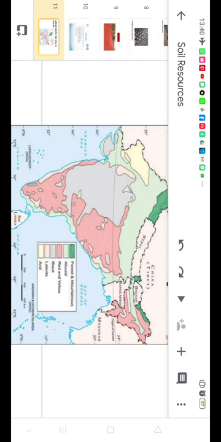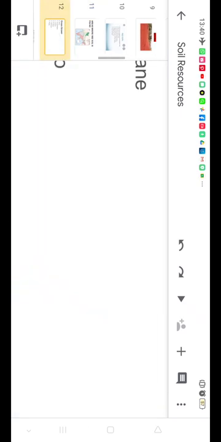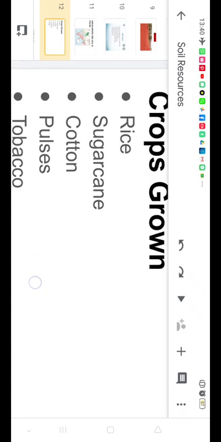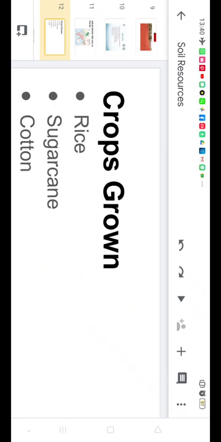Now this is not a very fertile soil, but it gives good results when fertilizers are added to it. And a large number of crops can be grown when the fertilizers are added to the red soil. So the crops which can be easily grown are rice, sugarcane, cotton, pulses, tobacco, ragi and jowar. So these are the various crops which can be easily grown with the help of fertilizers in the red soil.